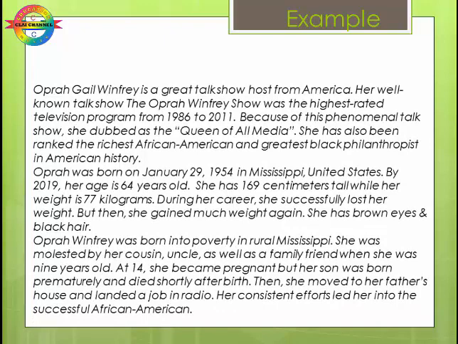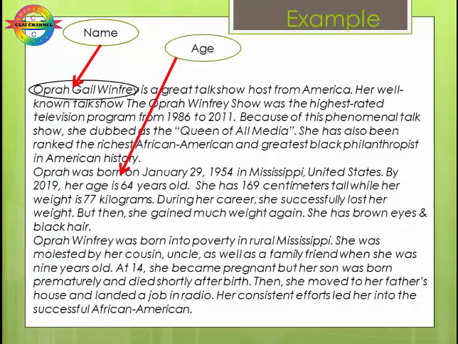Oke, perhatikan how to describe a persons. This is example of describe a person's descriptive text about Oprah Winfrey. What's the name? Oprah Gail Winfrey. It's the name of the subject that we shall describe. And then age. Her age is 64 years old. And then nationality. Nationality is American, yeah.